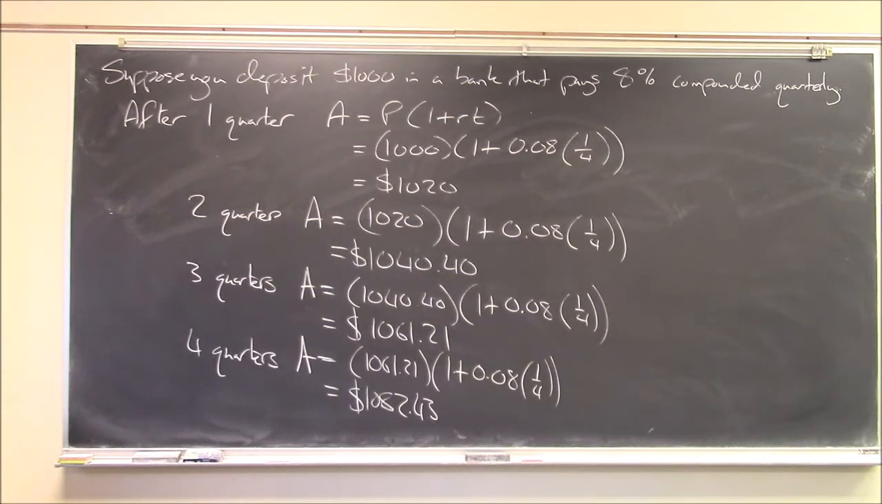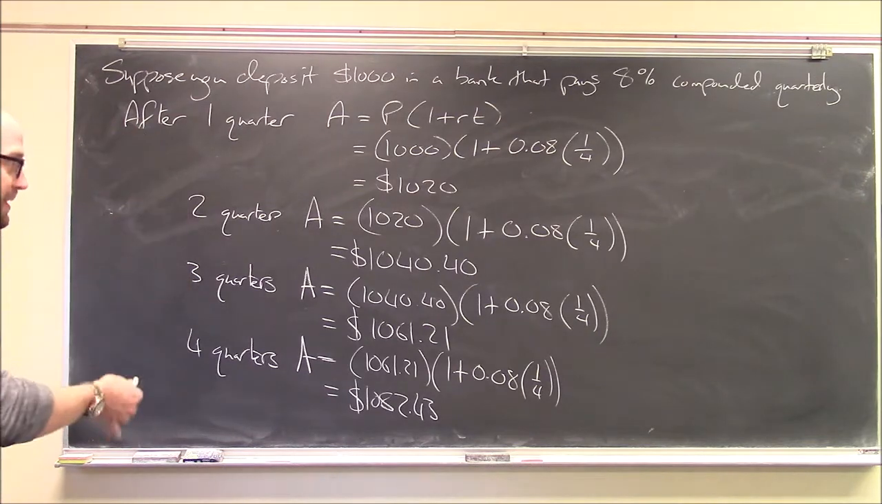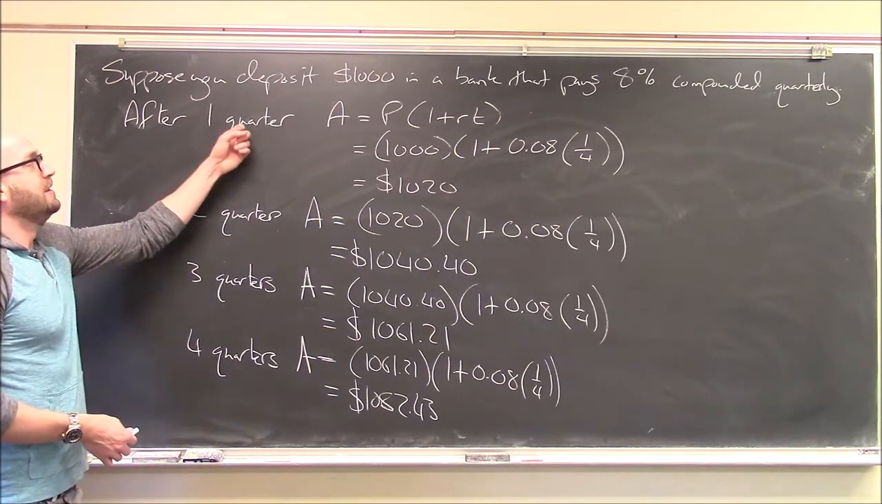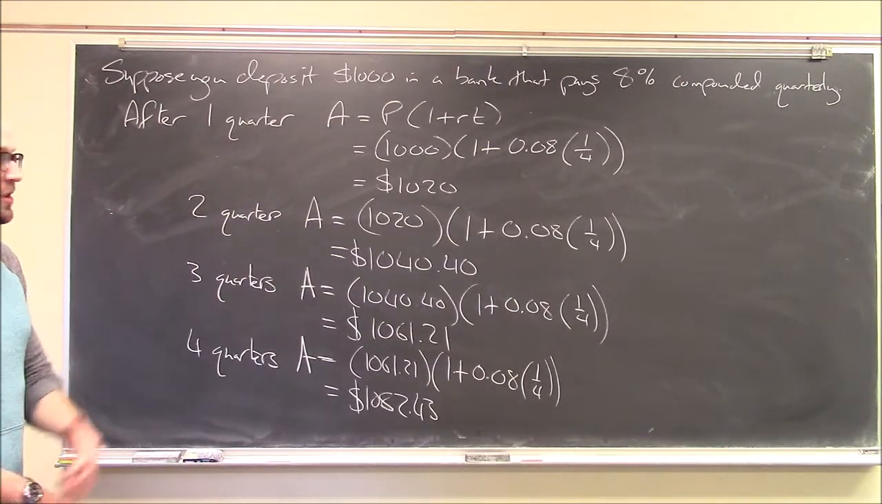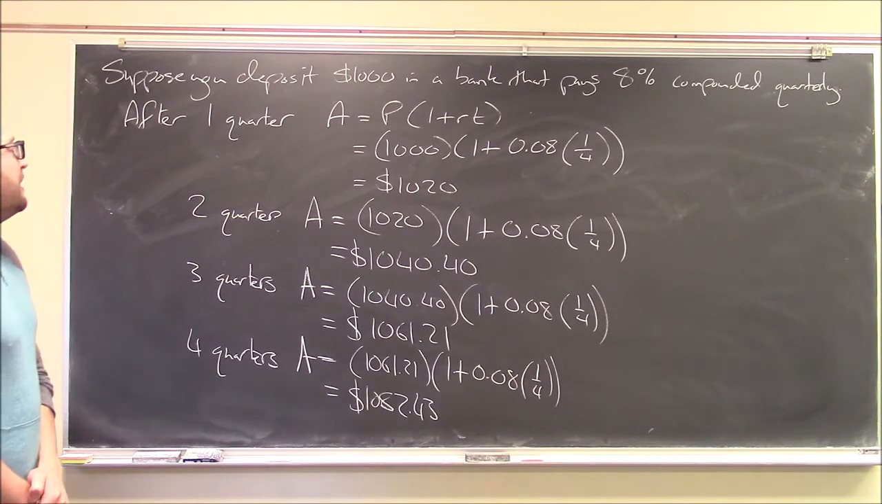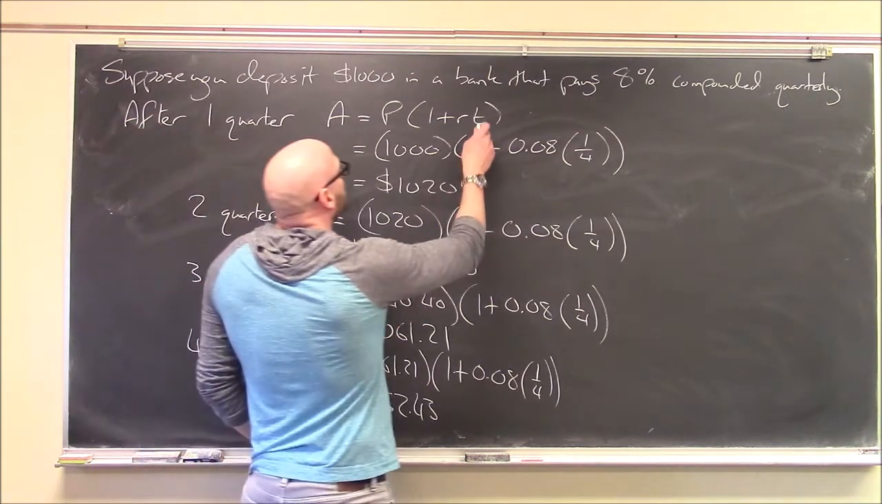And I want you to think about what's actually happening here, because we don't want to have to compute compound interest this long way every single time. Every single quarter, 1 quarter, 2 quarters, 3 quarters, 4 quarters. We want a nice formula that outputs the final amount at the end of the day. So what's really happening? Well, we're just taking this amount.